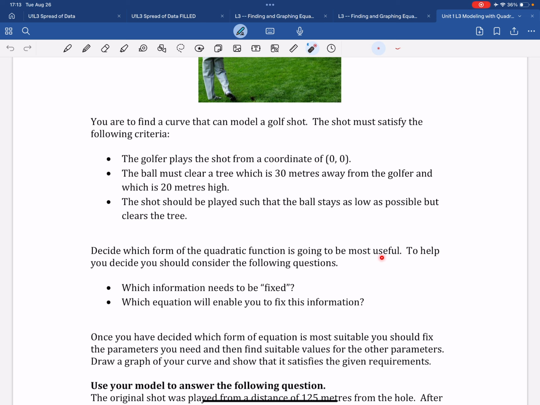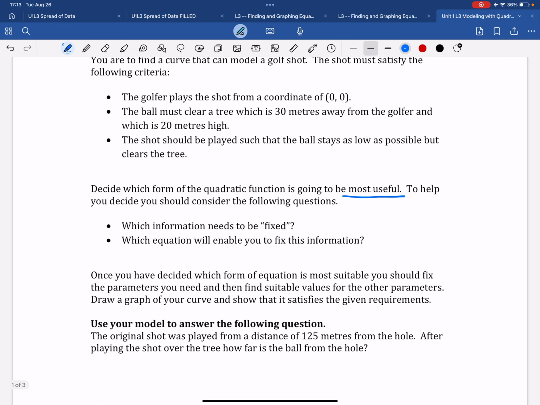So answer that question, right? What's going to be most useful form-wise? And then find those parameters or fix the parameters, right? The parameters here are 0, 0, tree's 30 meters away, 20 meters high. Okay, you guys can read. And I'll say lowest possible, it gets over the tree, okay? So make sure that you include those parameters and then find suitable values for the other parameters, right?